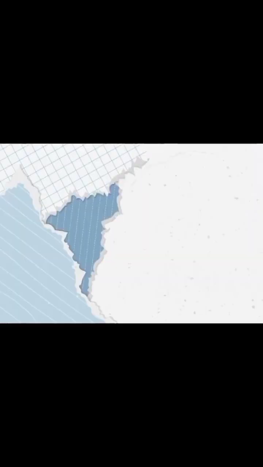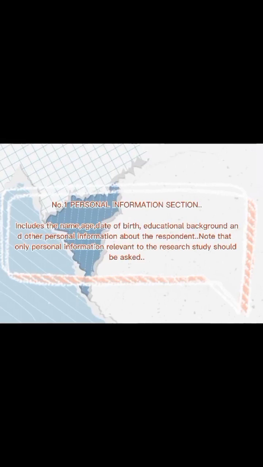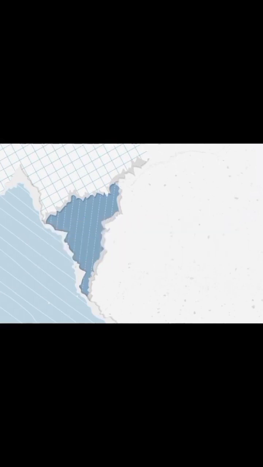There are 4 parts of questionnaire. Number 1 is personal information section. Includes the name, age, date of birth, educational background, and other personal information about the respondent. Note that the only personal information relevant to the research study should be asked. In this part, we talked about some personal stuffs about our respondent. We're gonna dig some information about that respondent.